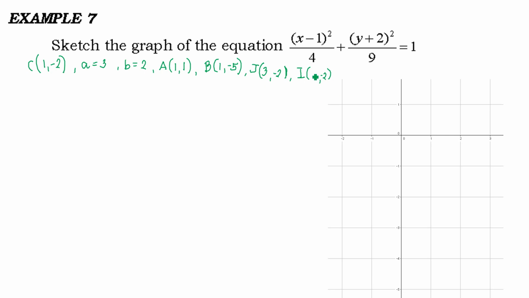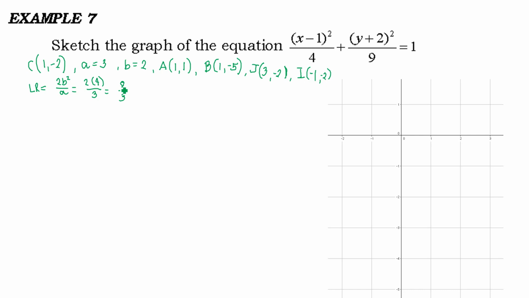Okay, let's have the length of latus rectum. So, the length of the latus rectum, as we have shown kanina, is 2b squared over a, which is equal to 2 times 4 over 3, which is equal to 8 over 3. And 8 over 3 is approximately 2.67. Parang ganun.